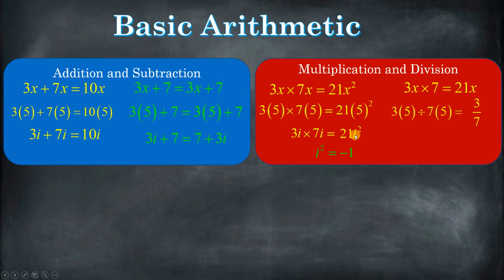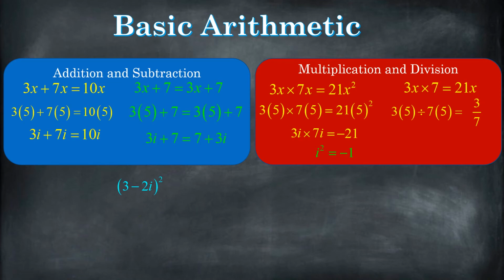I times I is I squared, but we can simplify I squared because we know that I times I is equal to negative 1, so 3i times 7i is negative 21. You see how that works? I times I is I squared, so you got to be really, really careful with that. All right? Now, let's see how an application like this would work.